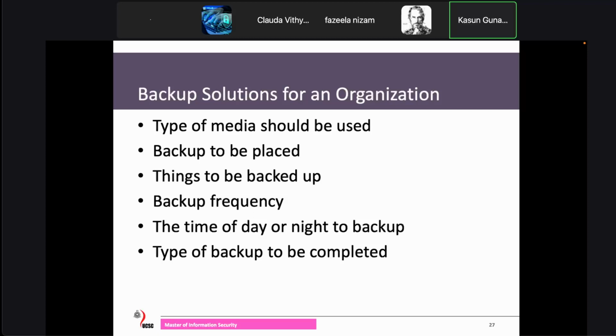And what should be backed up, which means things to be backed up, we have to identify what data is to be backed up. Sometimes we don't need to back up everything. In that case, we have to identify what are the right things to be backed up. Backup frequency, which means how frequently we are going to back up this data.